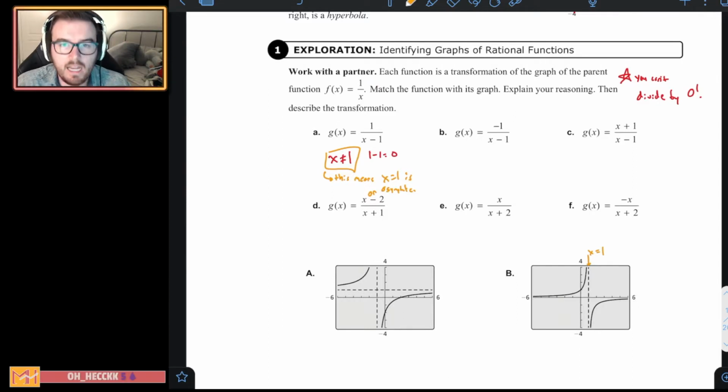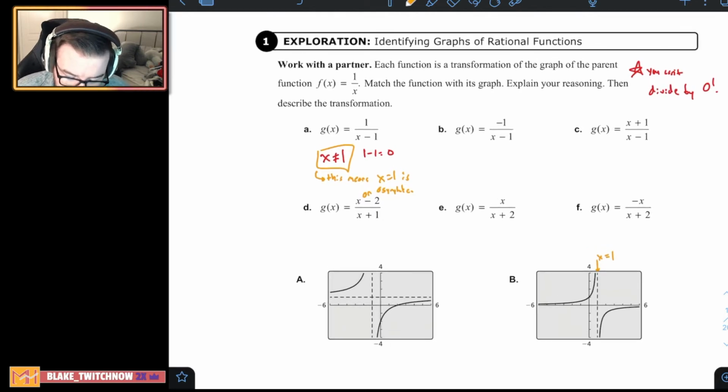So say it out loud, say it in your mind, but we can't divide by 0. So the first thing that you should look at is what x value would force you to divide by 0, so to speak. Okay? So if you look here, there's only one that's unique, and that's D. You see how it's x plus 1? It's the only one that's unique.